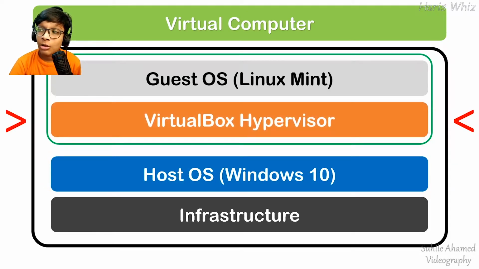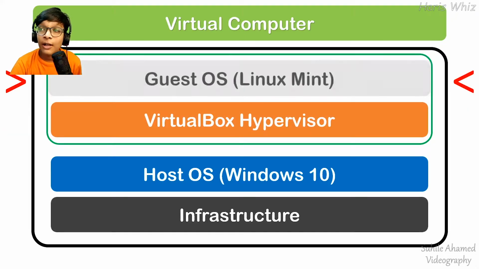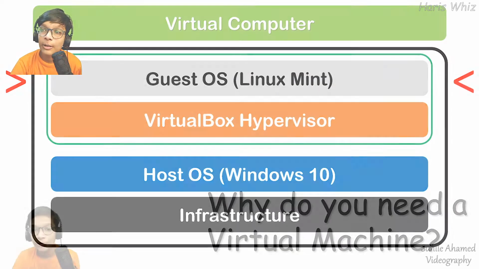Next, we have the VirtualBox hypervisor, which is the software that you're using to run the guest OS. Last but not least, we have the guest OS, which could be any OS depending on your needs. I am going to use Linux Mint for this example.